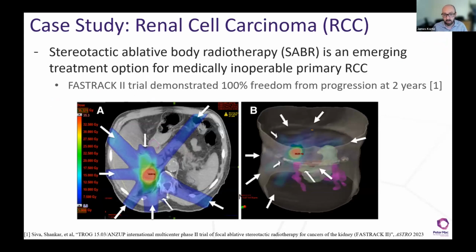And that's a treatment that is being offered for patients who come to us with kidney cancers, and that for other reasons they're not suitable for getting an operation or surgery, which is the primary care at this point. Earlier this year, the primary outcome of that trial was announced at ASTRO, and that demonstrated that for the participants in the trial, 100% of them had freedom from progression at 2 years. So it's emerging as quite an effective treatment.